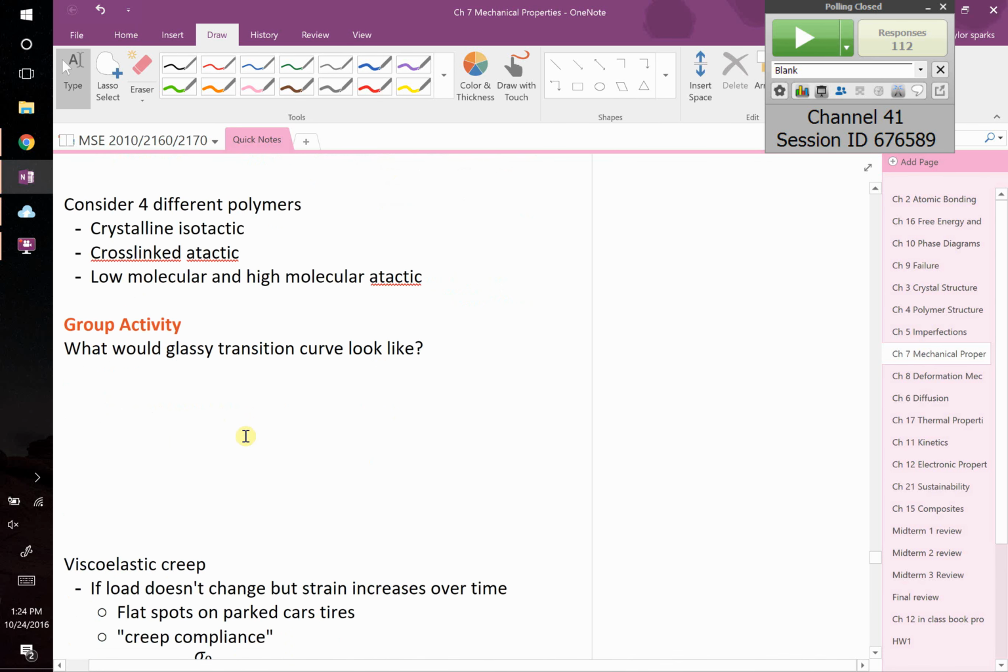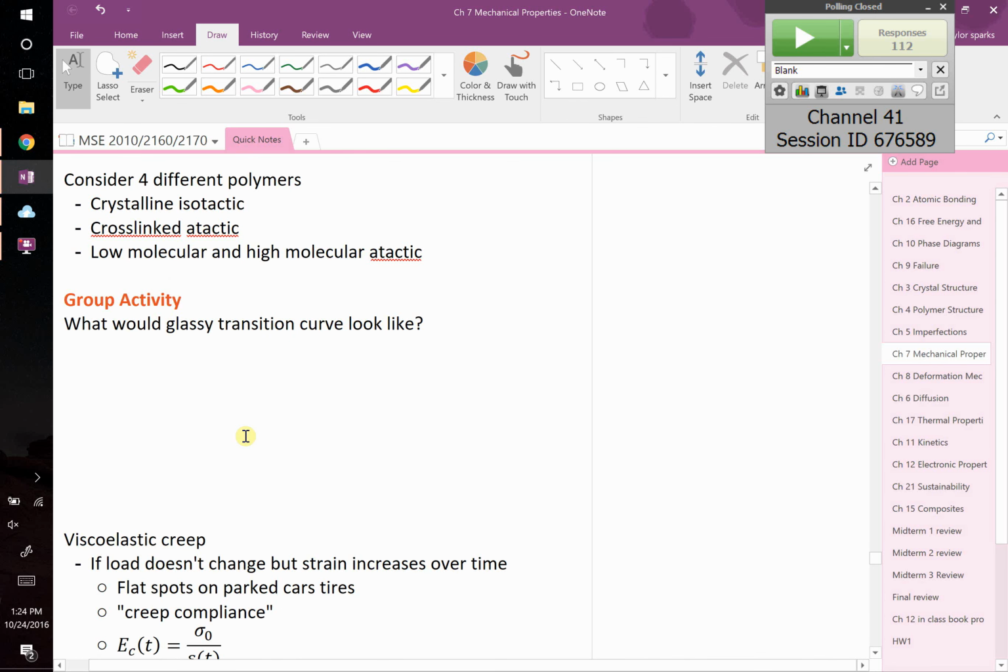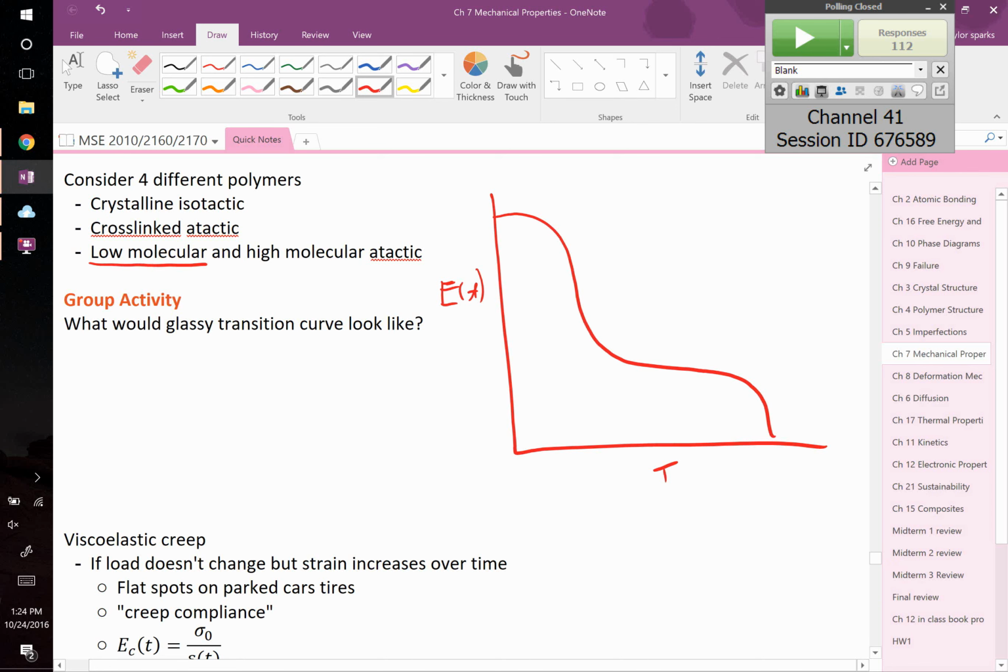So if we consider 4 different types of polymers, let's say crystalline, cross-linked, low and high molecular weight, atactic polymers, we could even try and estimate what these curves might look like. So this is modulus as a function of time and temperature, and then here's temperature. If you take a low molecular weight polymer, let's say this one's red, it might look something like this. Now, if you went to a high molecular weight, how might this drawing look a little bit different?